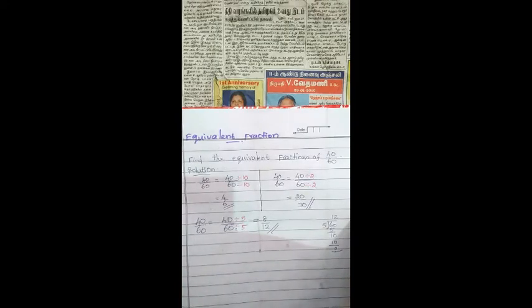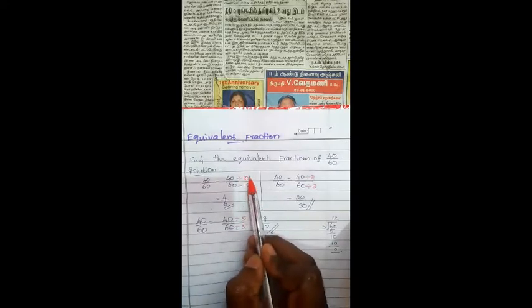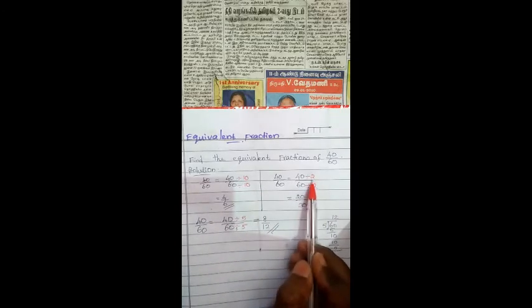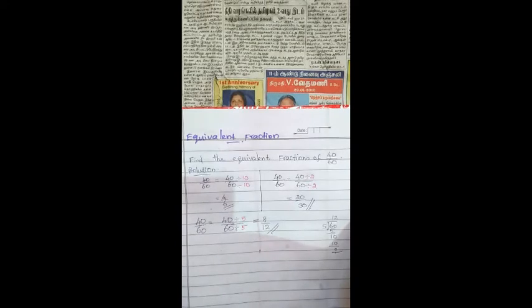Okay. See what I have done in all the questions. I divided the numerator by 10. I divided the denominator by 10. So we divide the numerator and the denominator by the same number. 10 and 10. Here divide by 2 and 2, same number. Divide by 5 and 5, the same number. So we get equivalent fractions, right?